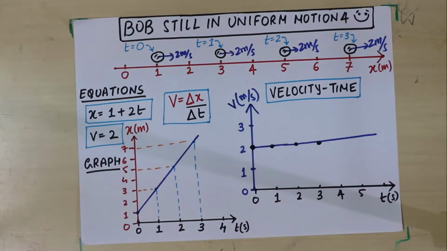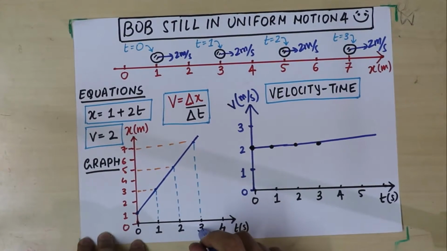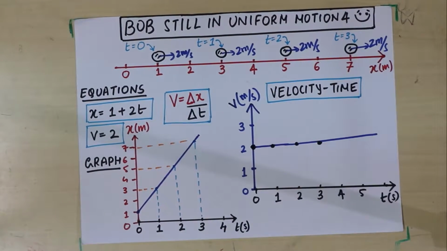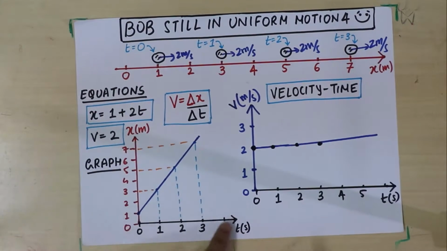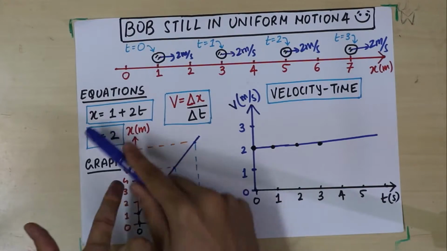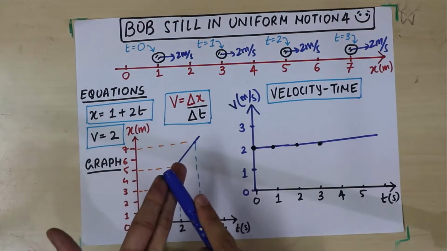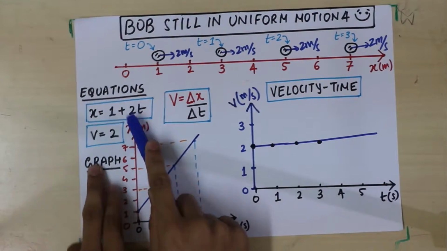Can you try and figure out what that is? Pause this for a moment and try to figure out what information the xt graph gives, but the vt graph does not. Okay? Alright, let me tell you what it is. The xt graph tells you what the position is, obviously. It also tells you what the velocity is. Just look at this number.